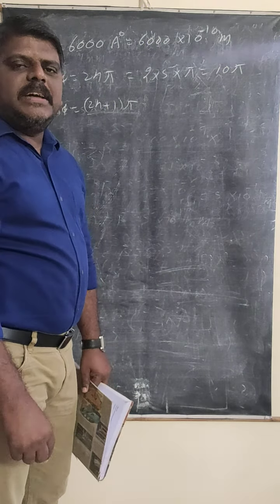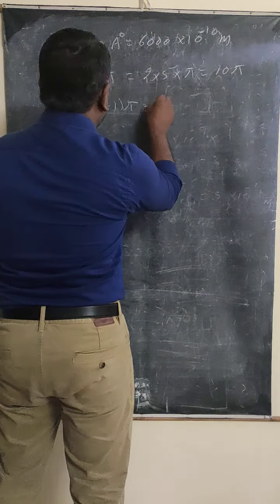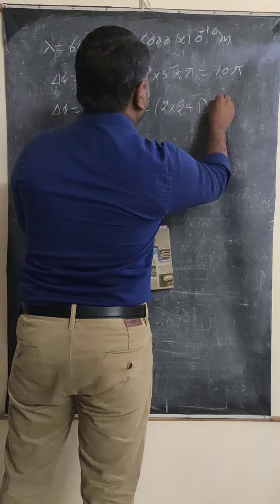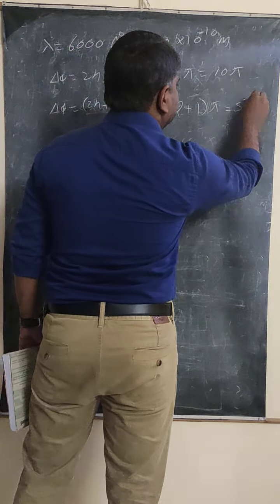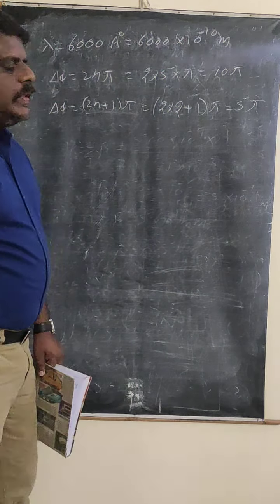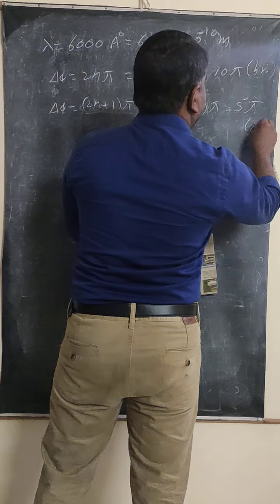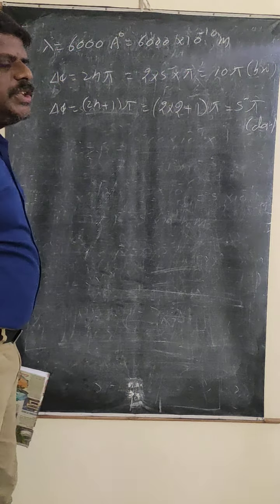The problem is saying the third dark band, but here n is equal to 2. So you can write 2 into 2 plus 1 into pi. 2 twos are 4, plus 1, 5 pi. Okay, so this is for the bright band and this is for the dark band. Okay, the phase differences were completed.